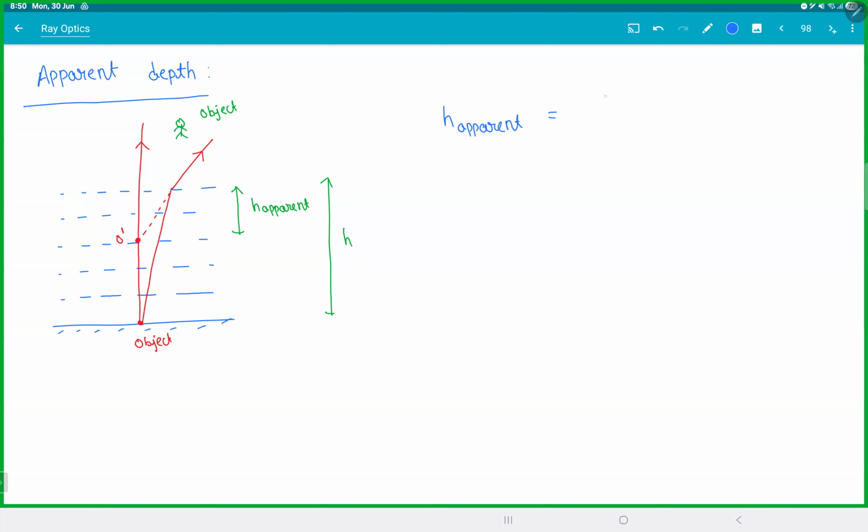So H apparent is given by H by mu object. So always define first what is your object, what is the observer. So mu object is the medium where the object is present, and mu observer. Quite a useful formula. Should definitely mark it up.